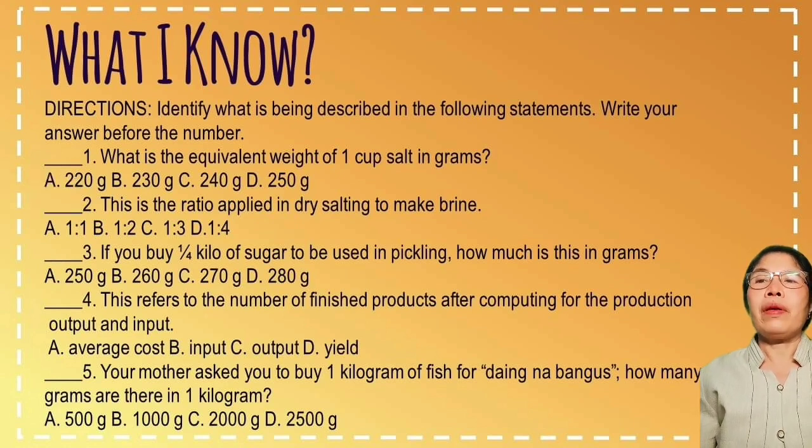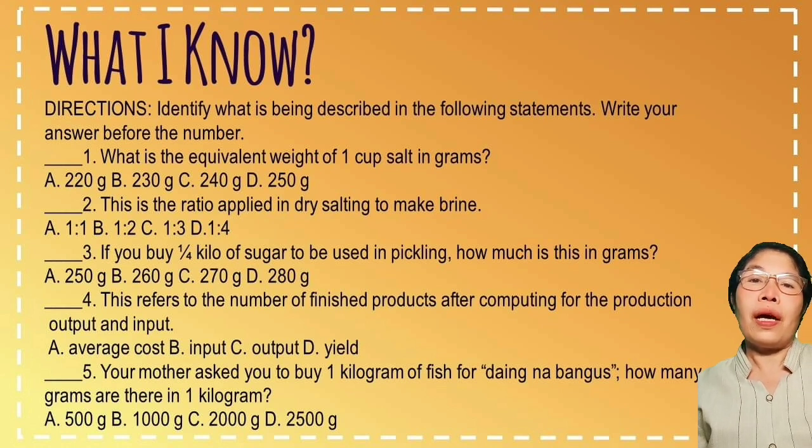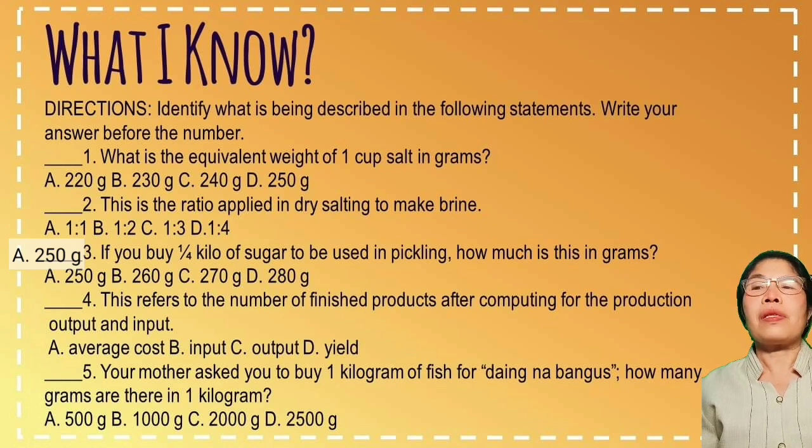Number 3. If you buy 1/4 kilo of sugar to be used in pickling, how much is this in grams? Letter A, 250 grams. Letter B, 260 grams. Letter C, 270 grams. Letter D, 280 grams. So what's your answer? Correct. Letter A, 250 grams.